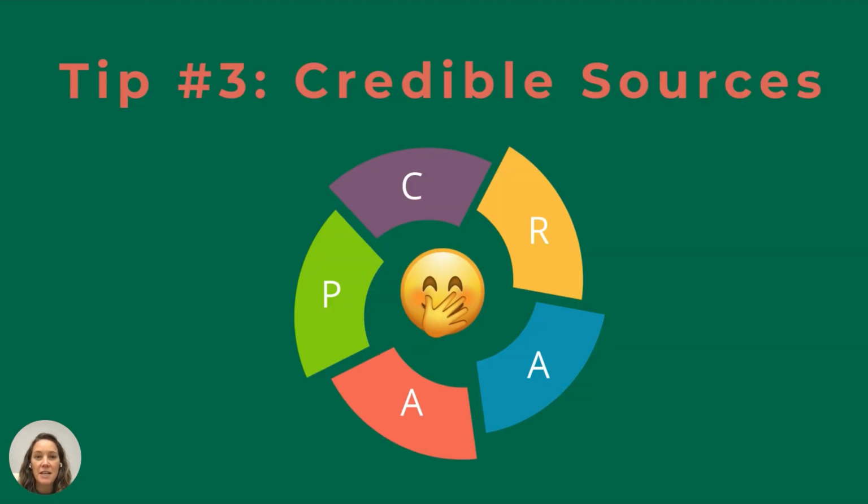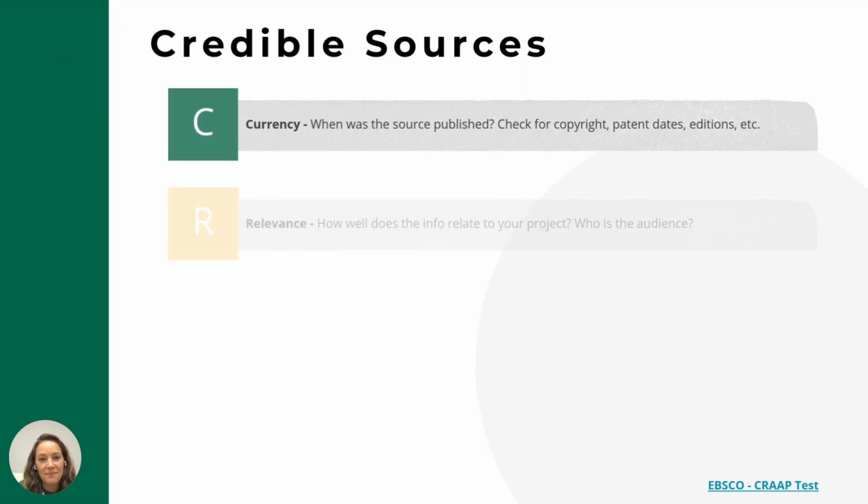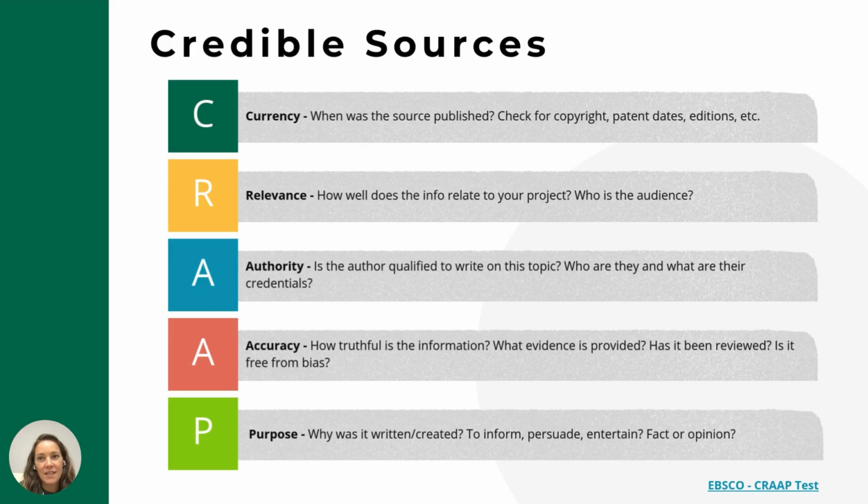On to tip number three. The next tip I have is finding credible sources using the CRAAP test. With the CRAAP test, you can evaluate sources that you find to help ensure they are credible. We talked about finding sources through databases. So with this tool, you can help evaluate any sources that you're not sure about.